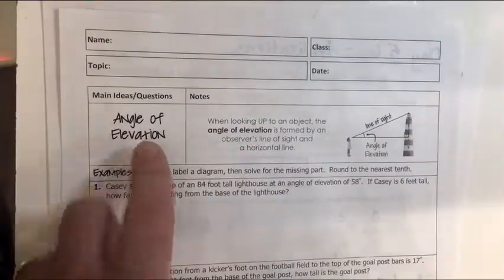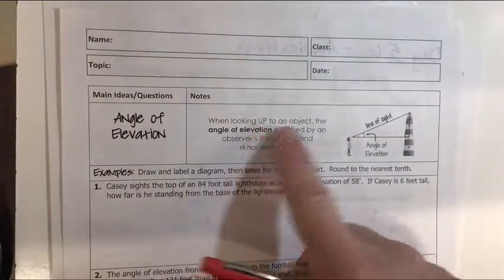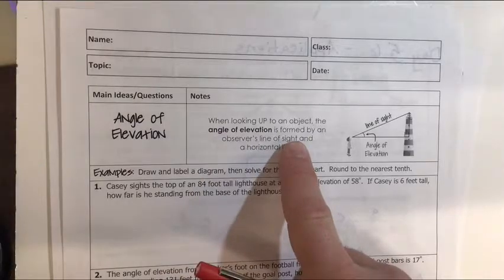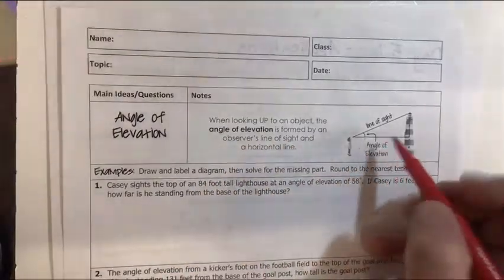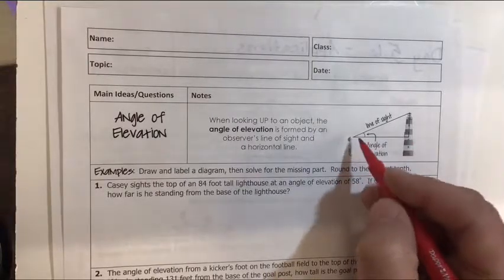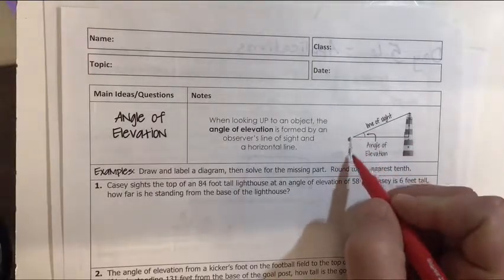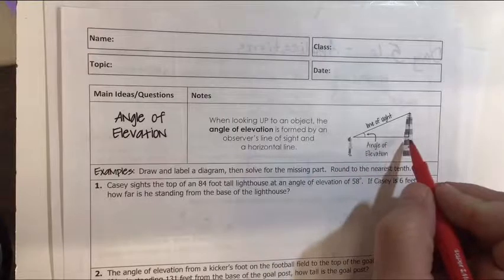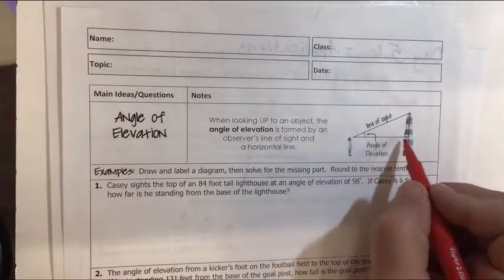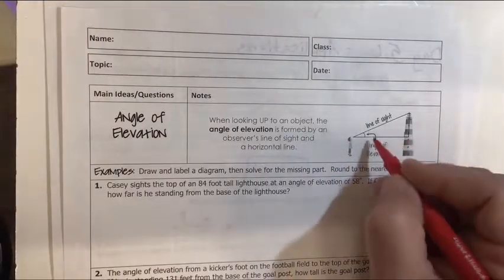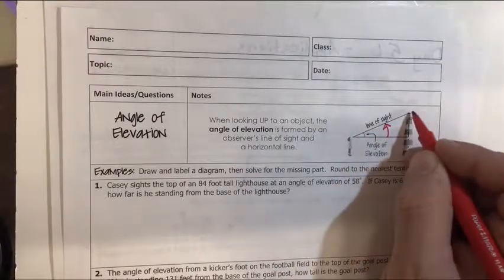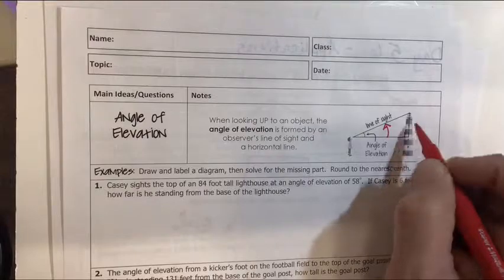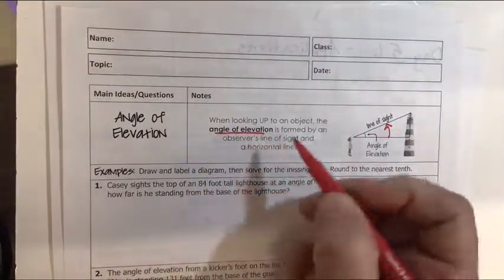So let's look at this first. On our page for angle of elevation, when looking up to an object, the angle of elevation is formed by an observer's line of sight and a horizontal line. So it's like this. We have an observer here, a person, standing tall and looking out horizontally, which creates this imaginary horizontal line. As soon as they look above that horizontal line to a point above their normal height, you're getting an angle of elevation.